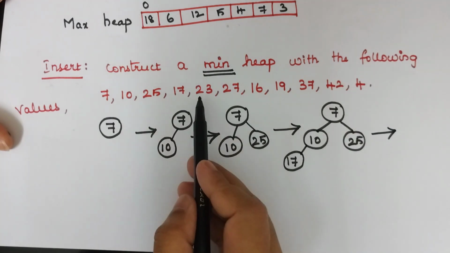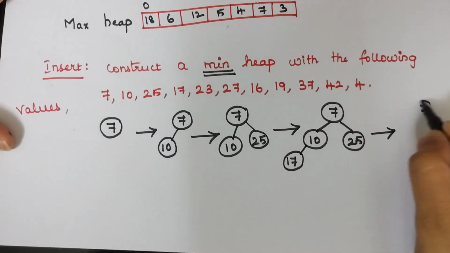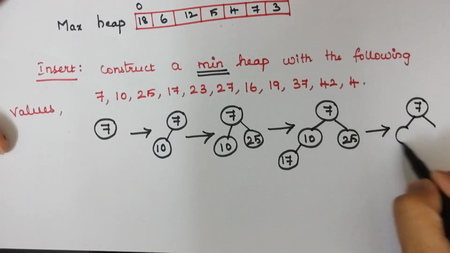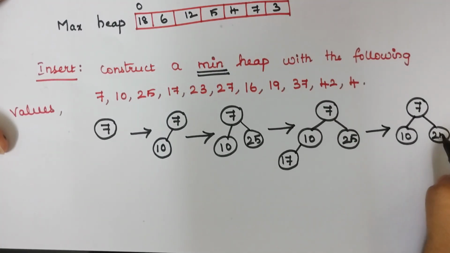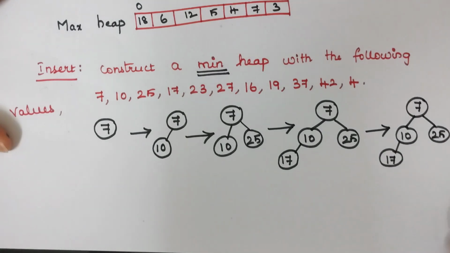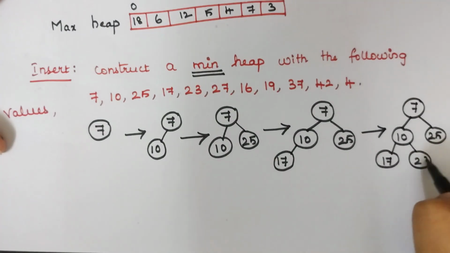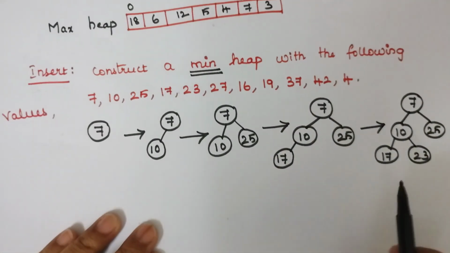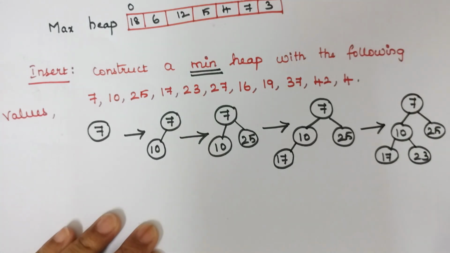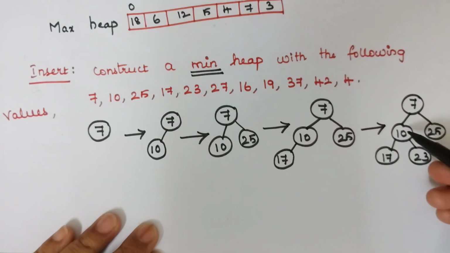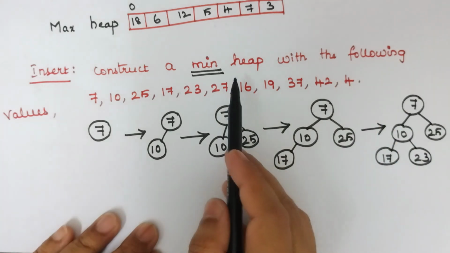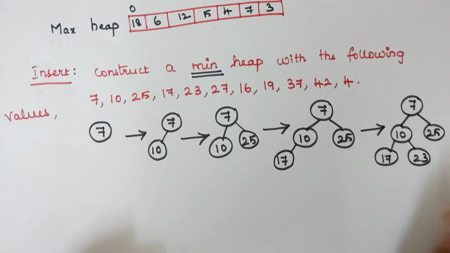If this property is satisfied, again no need to do anything, just go to the next step. Insert the next value, that is 23. So where will 23 get inserted? Next, 23 should get inserted at the right of 10, because it is a complete binary tree. After inserting 23, again compare 23 with 10. 10 is minimum, and since it is a min heap, this is satisfying the property, so keep it as it is. Now go for the next value.